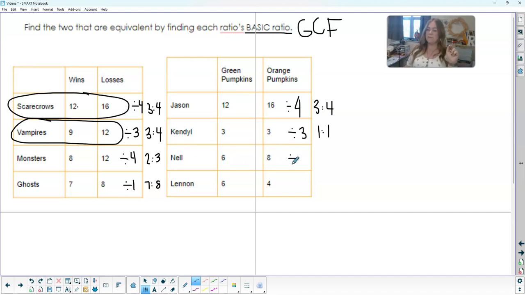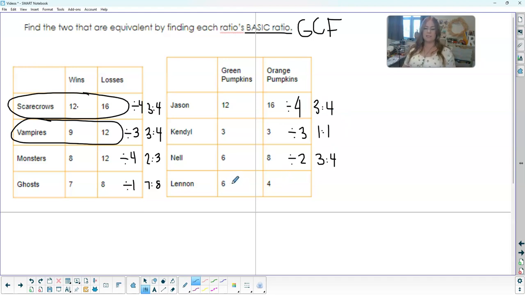Oh, they're both even. They can both be divided by 2. So 6 divided by 2 is 3. 8 divided by 2 is 4. Oh, looking like Jason and Nell. Let's just check Lennon to make sure we're right.